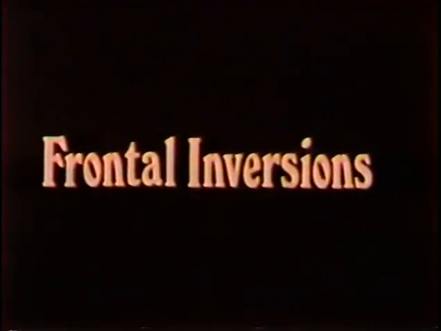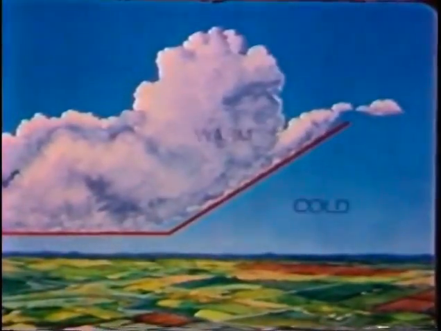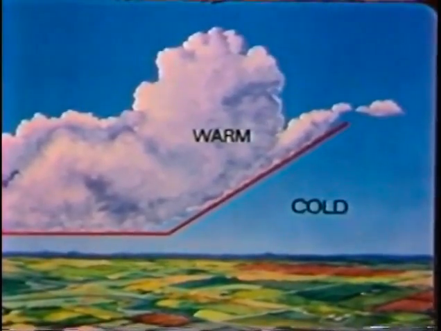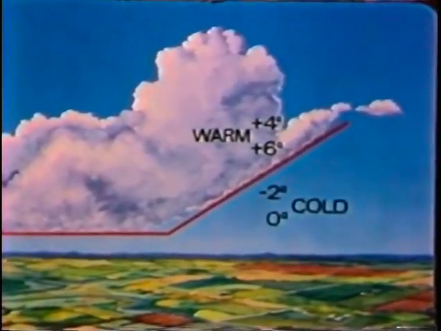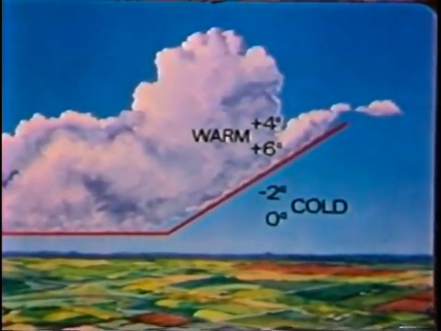Frontal inversions present a particularly hazardous situation. Recall that a frontal inversion involves warm air rising over a layer of colder air. Inversion means upside down. Temperatures increase with altitude as you pass through the inversion. This fact can have an important bearing on your actions in icing, as we'll see later.